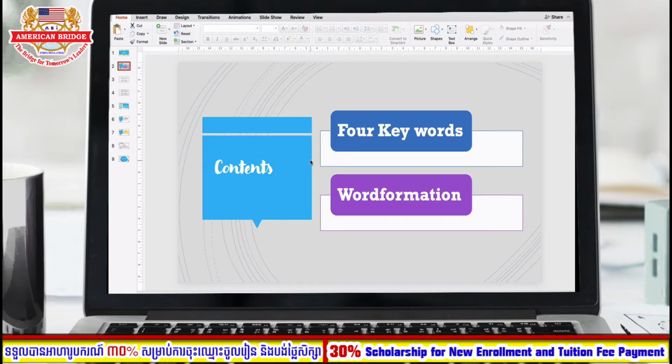The first one, you will study 4 keywords that are in the book, and the other one, you are going to study one lesson, which is word formation: how you can change the meaning of the word and how you can change the part of speech of those specific vocabularies. So without any further ado, let's look at the lesson in your book, which is on page 66.